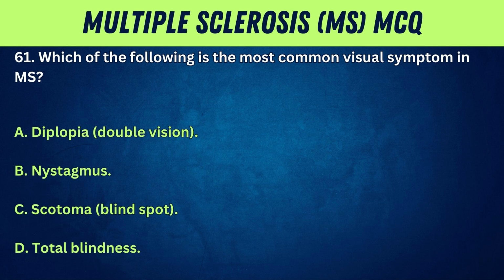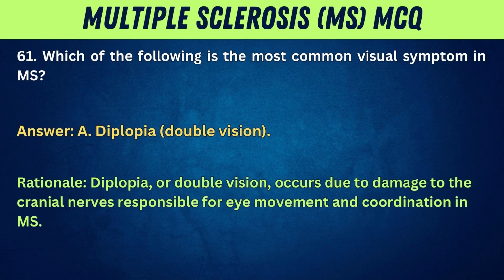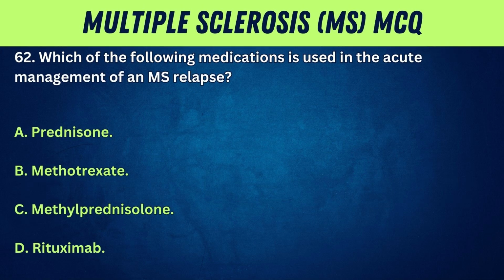A. Diplopia, double vision. B. Nystagmus. C. Scotoma, blind spot. D. Total blindness. Answer: A. Diplopia, double vision. Rationale: diplopia, or double vision, occurs due to damage to the cranial nerves responsible for eye movement and coordination in MS. 62.